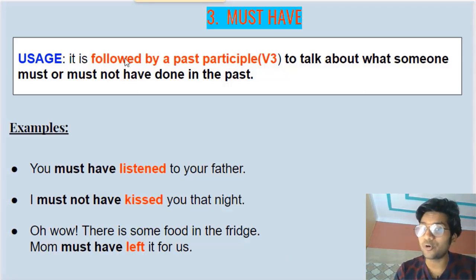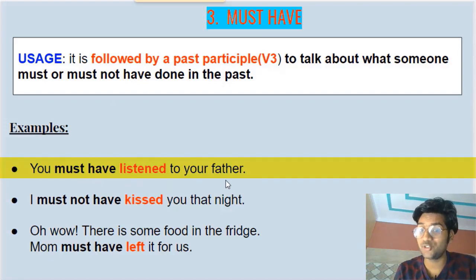Guys, must have is followed by a past participle, V3, to talk about what someone must or must not have done in the past. Look at the examples, it is very simple, you'll understand it. You must have listened to your father. You must have done something in the past. You must have listened, past participle. You must have listened to your father in the past.